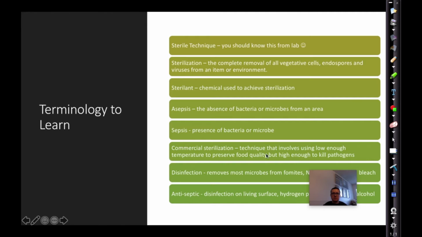So these are some technical terms that you need to know. I'm not going to go over those right now because I feel like you can just memorize those.